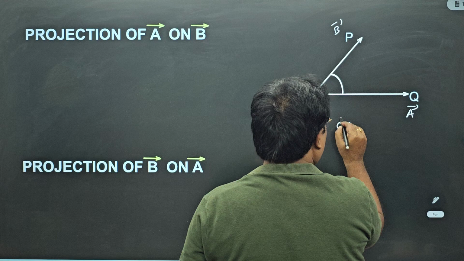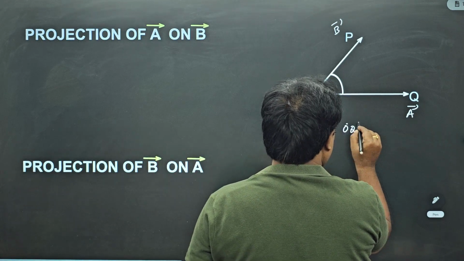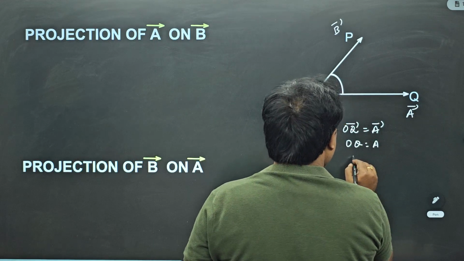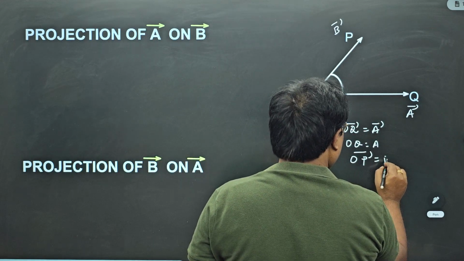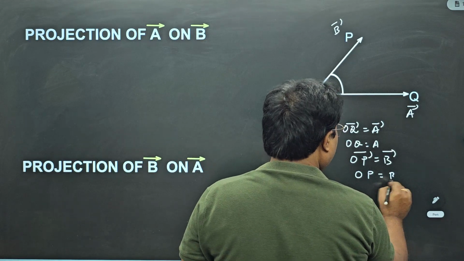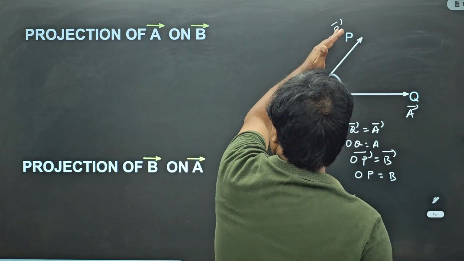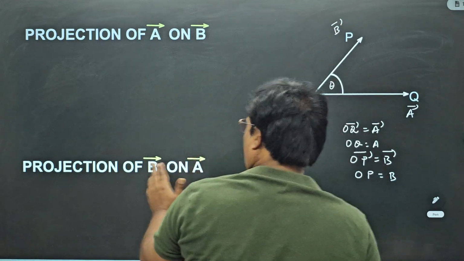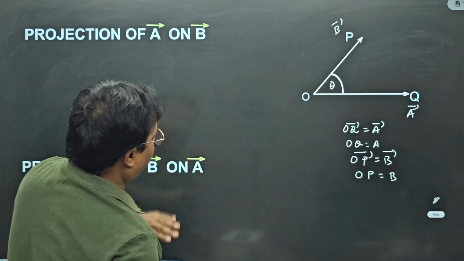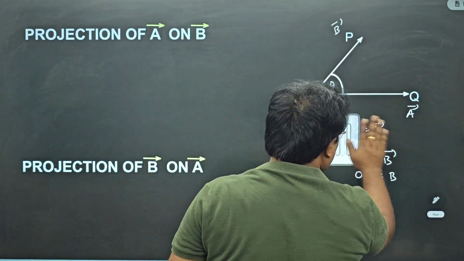OQ vector is equal to A vector. What is OQ? Magnitude of A. OP vector is equal to B vector. Magnitude of B is equal to OP. And theta is the angle between them. What is the projection of A vector on B vector? And what is the projection of B vector on A vector? First we will find projection of B vector on A vector. Or else, to find projection of A vector on B vector, you do one thing.